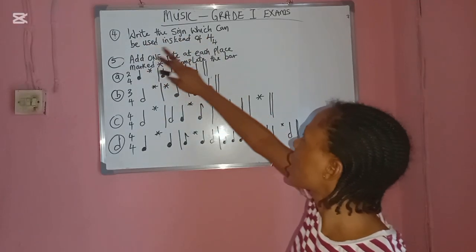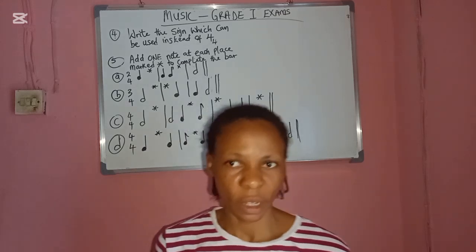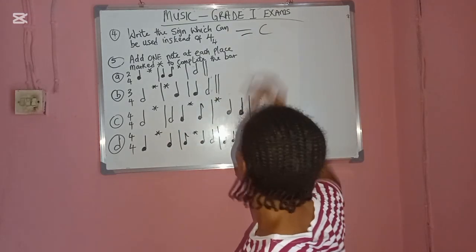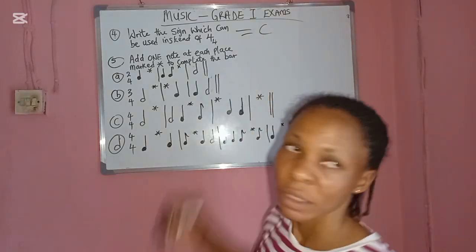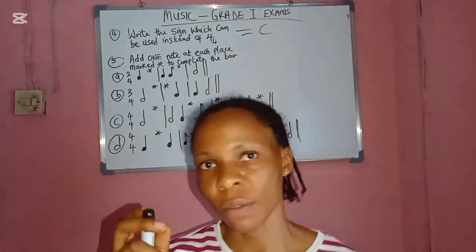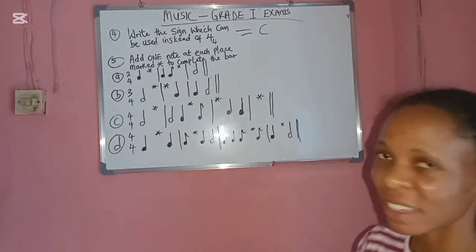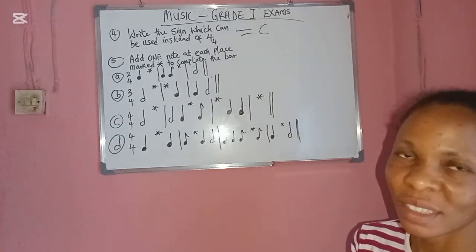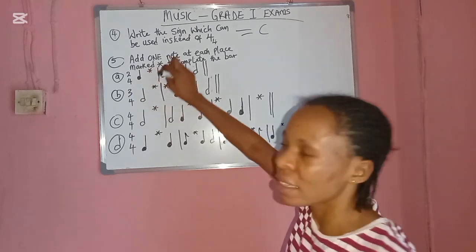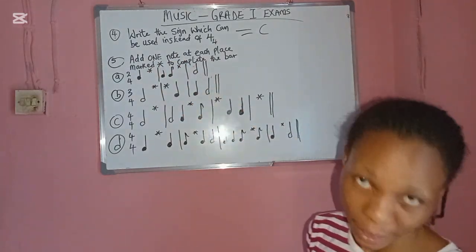Write the sign which can be used instead of 4 4. You know, there is a sign that can be used instead of 4 4. And that sign is simply, if you see this sign at the beginning of music, it's just like writing 4 4. So take note of this C sign. It's very, very important. Okay, add 1 note at each place marked star to complete the bar.